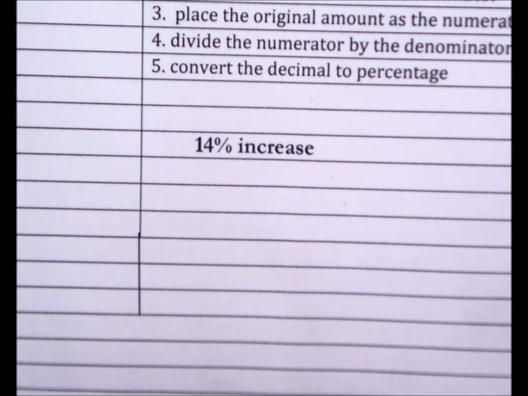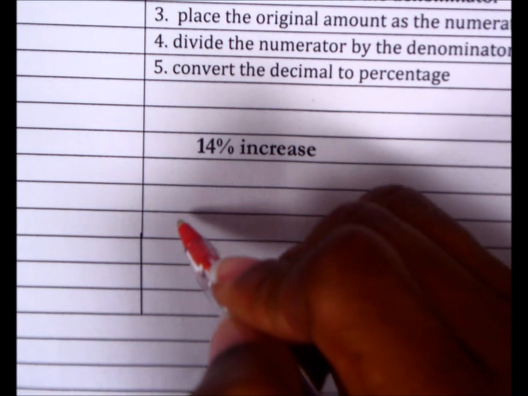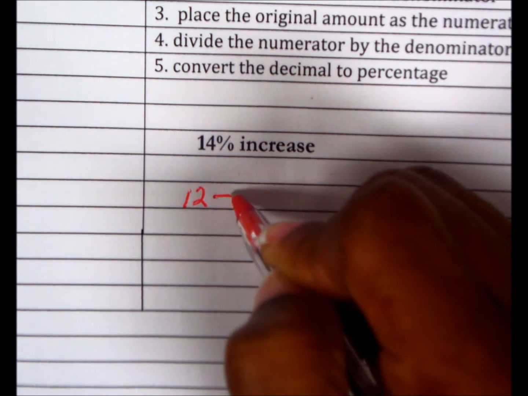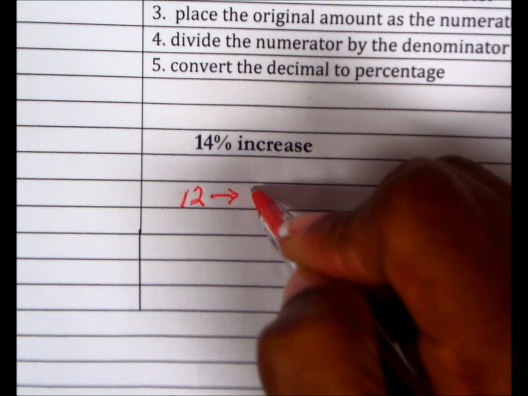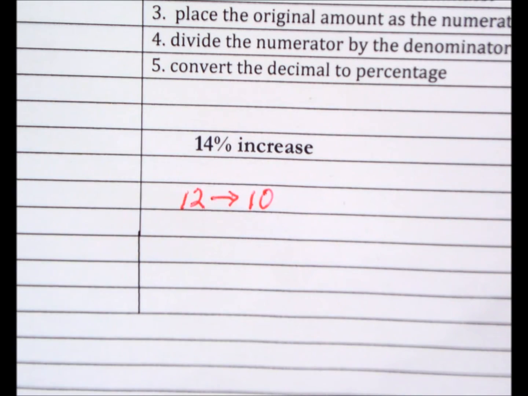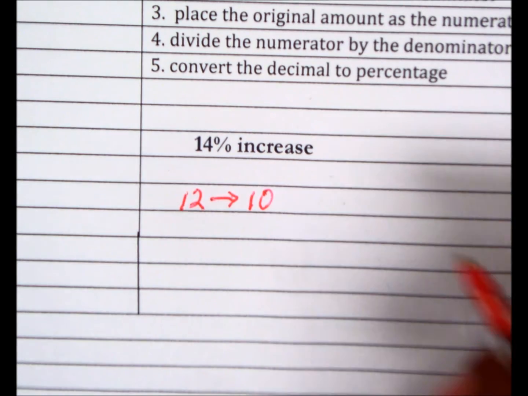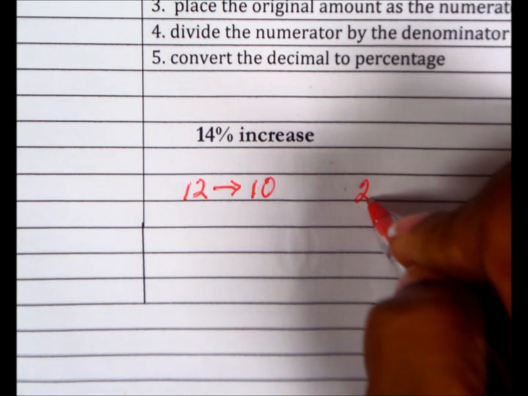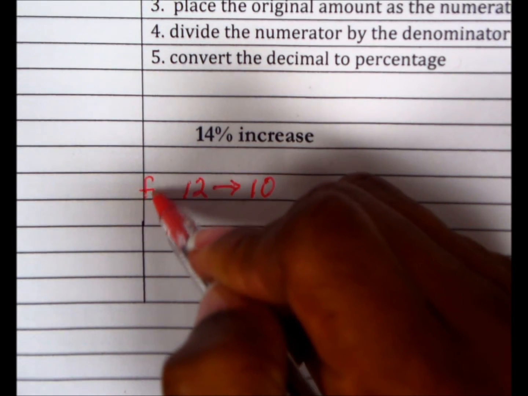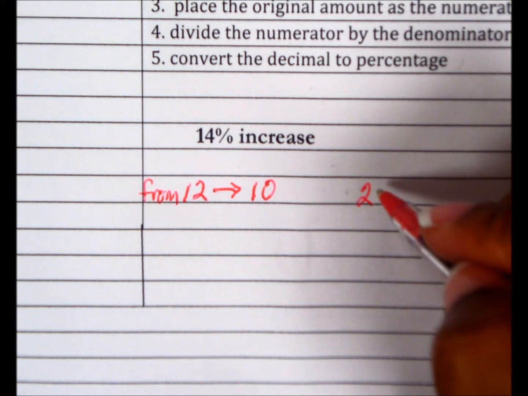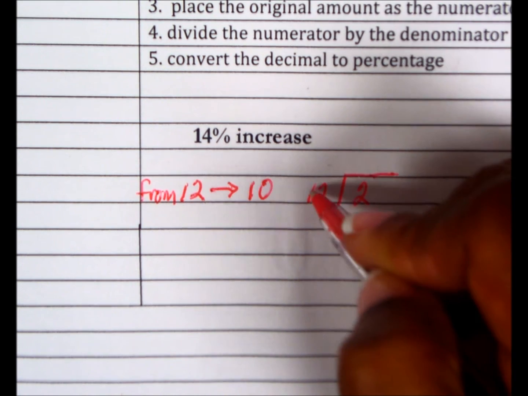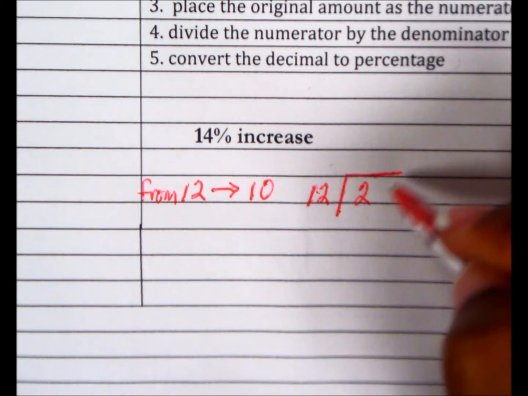This works the same even if you're going to do a decrease. So let's just do a decrease of 12 to 10. So we would subtract the two numbers, and 12 minus 10 would be 2. And then we're going from 12, and we always use the number that we're going from as the original, and we would divide 2 by 12.